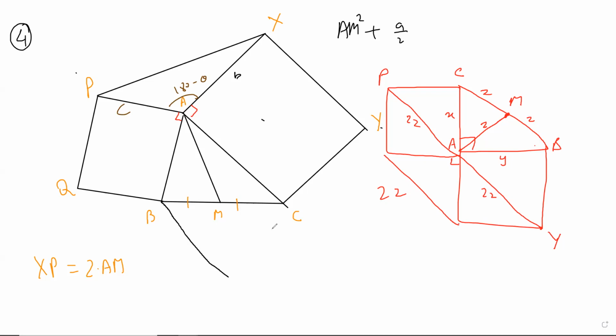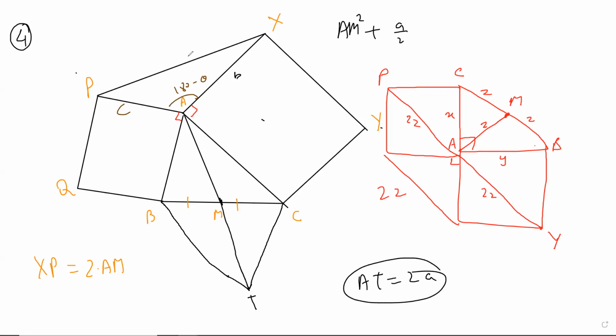But one way to bring in 2a, because I want to see 2a as a length and not as a plus a, is just completing the parallelogram. This way I get the 2a. And this is also that. Oh, you know what I should show? AT is 2a. I want to show PX is 2a.